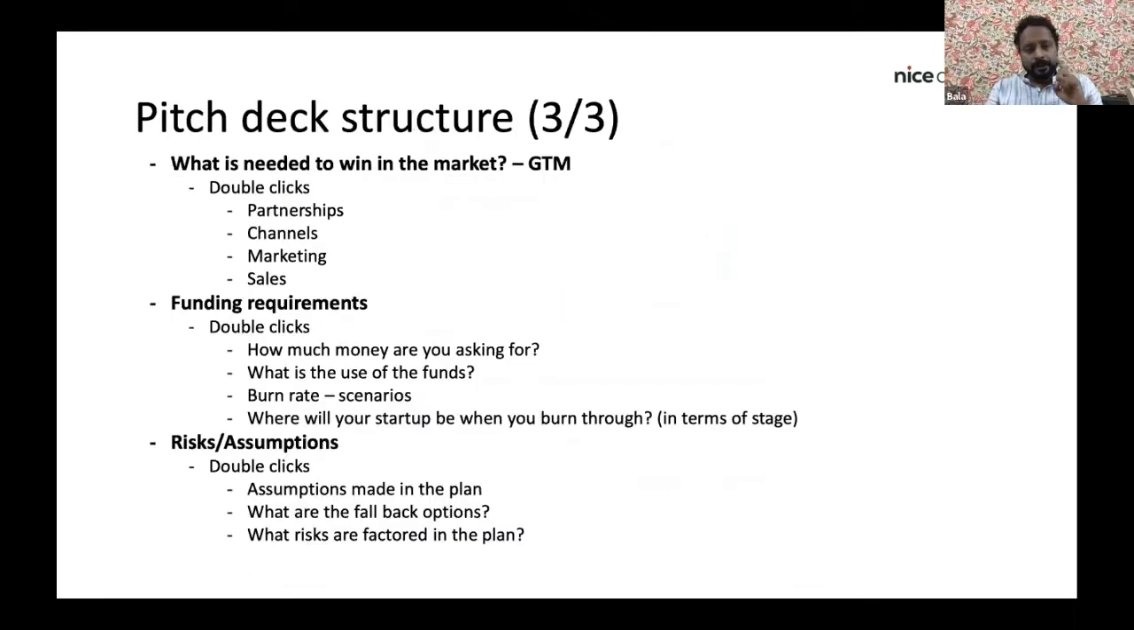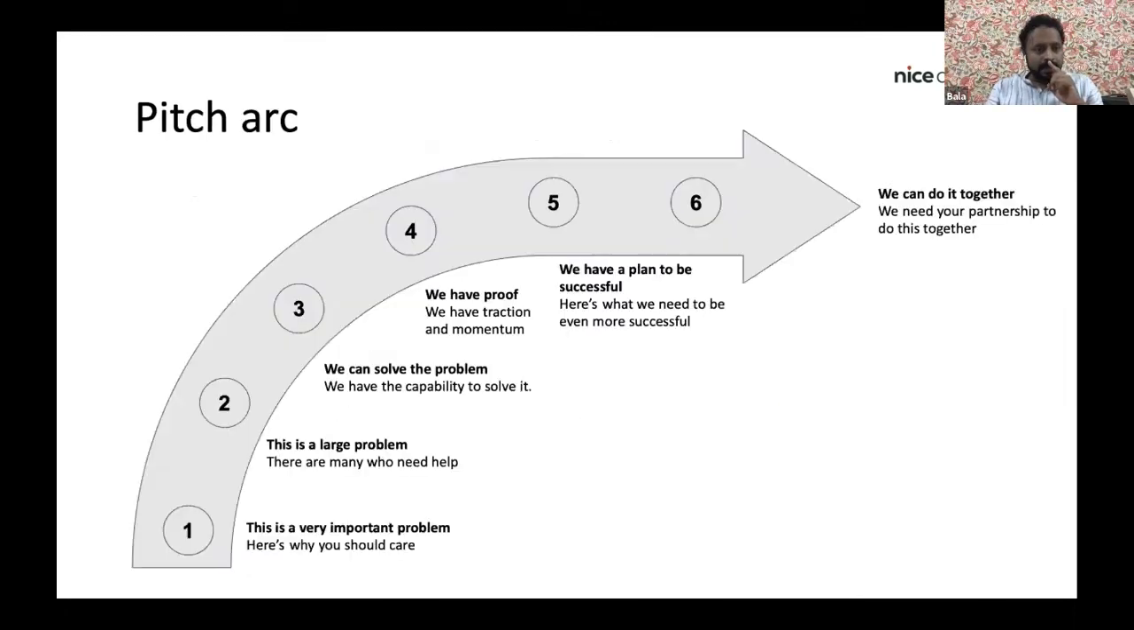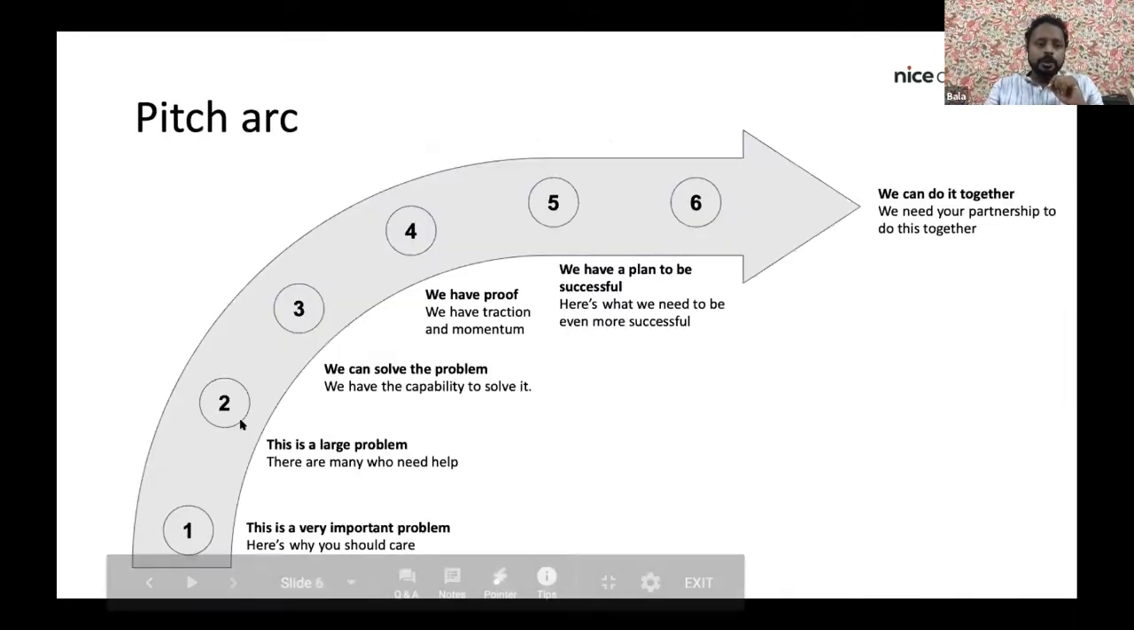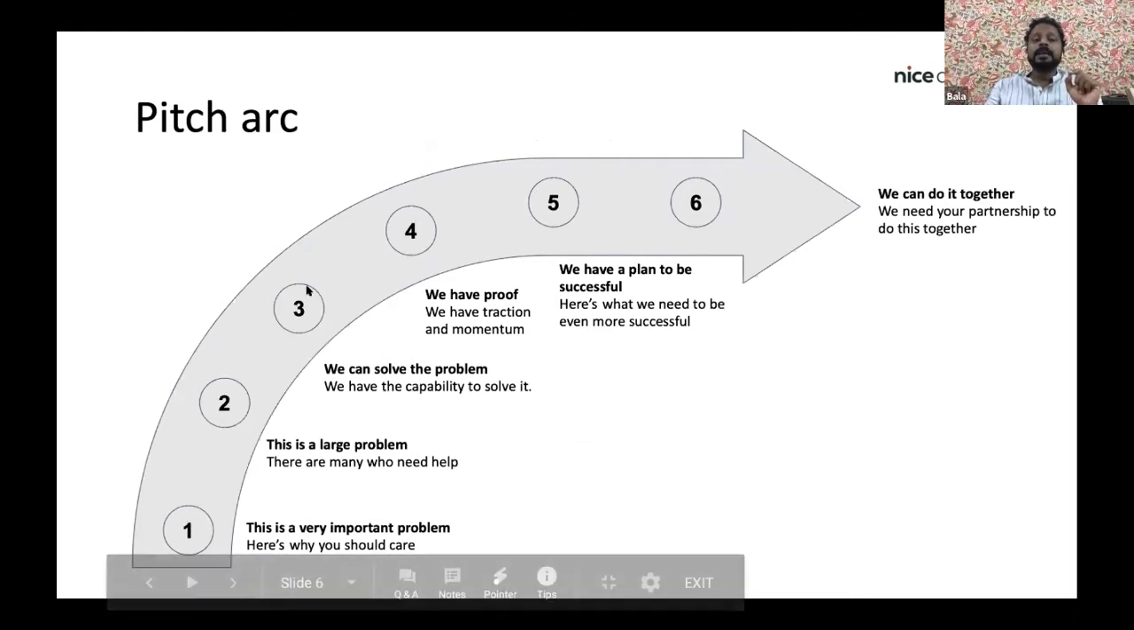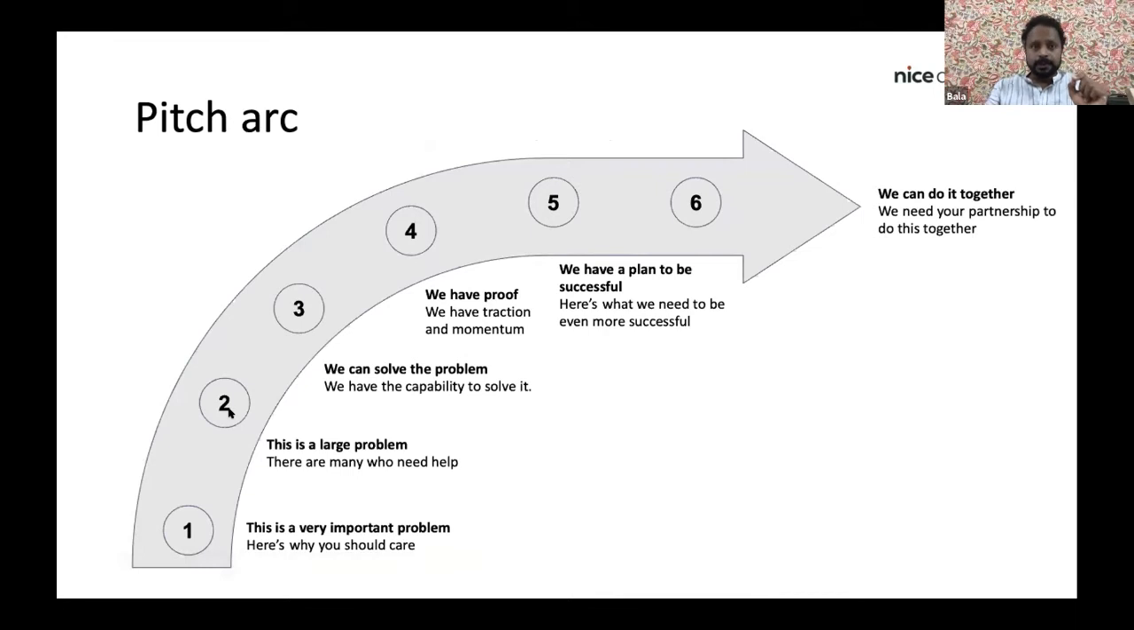Because people won't believe 2 unless they believe 1, and people won't believe 3 unless they believe 2, right? So these steps are cascading into each other, right? So if you start from 3, you will set yourself up for failure because you haven't convinced them about 2 and 1 earlier.